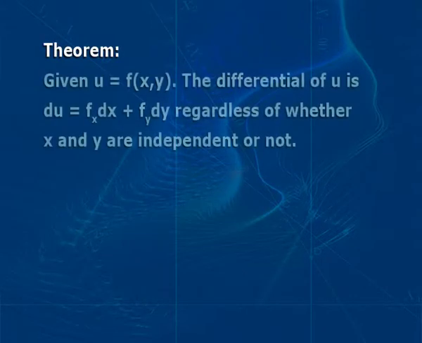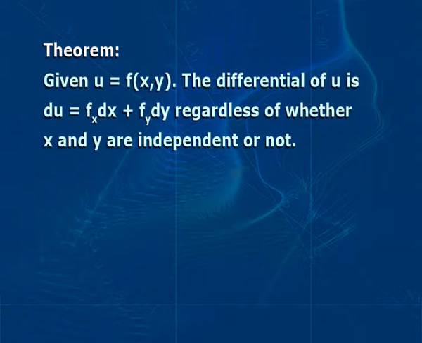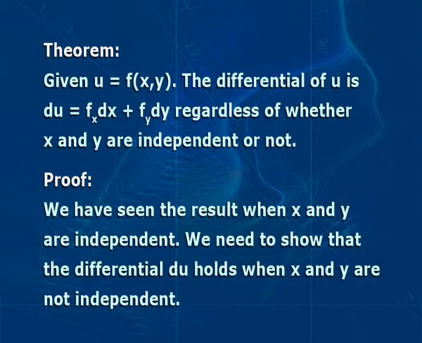Theorem: given u is equal to f of x, y, the differential of u, du, is equal to fx dx plus fy dy, regardless of whether x and y are independent or not. Proof: we have seen the result when x and y are independent. We need to show that the differential du holds when x and y are not independent.